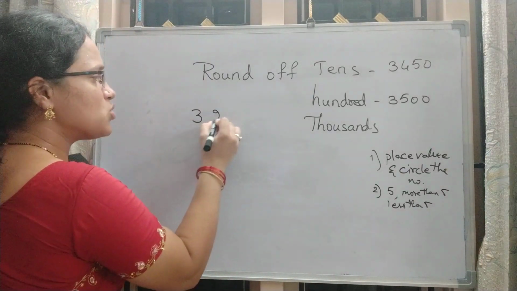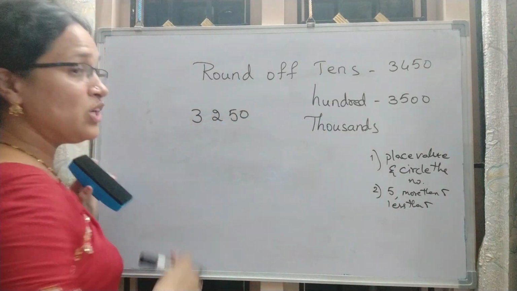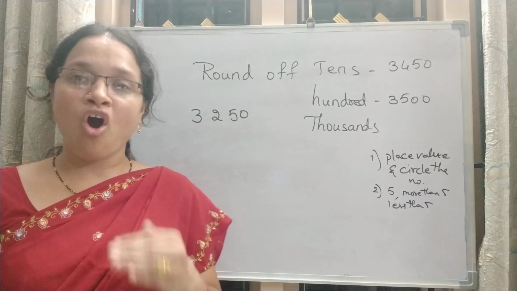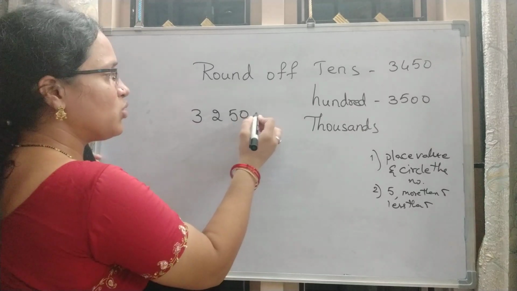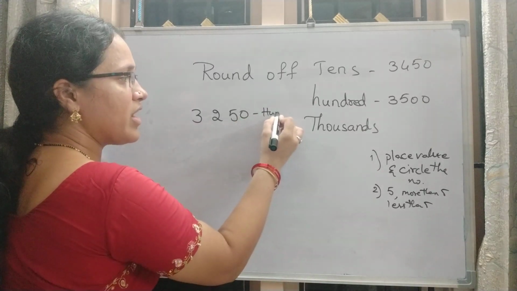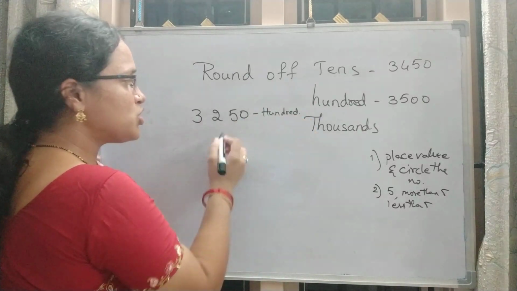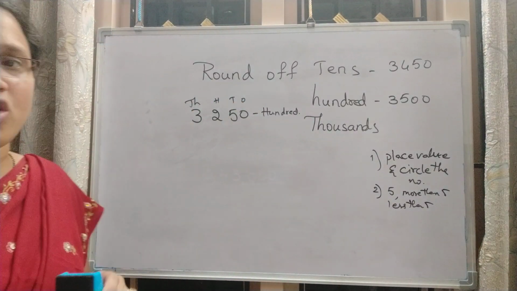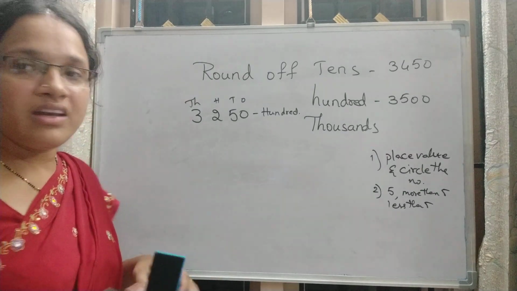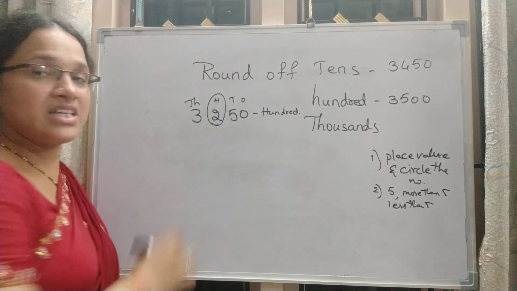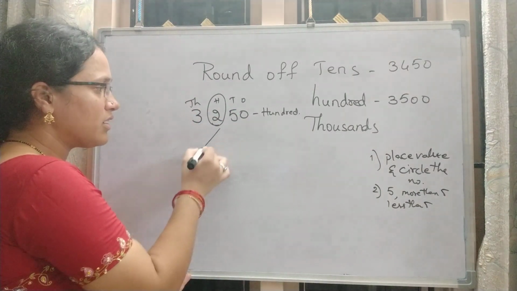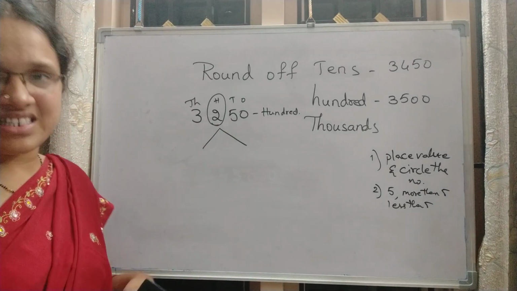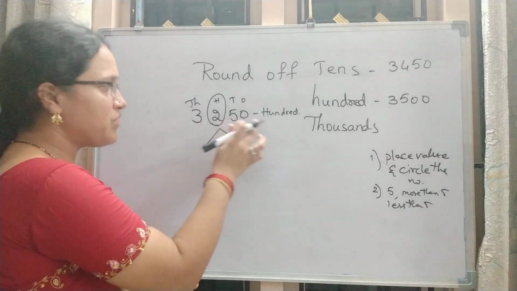See, 3,250. Suppose I need to round off the value of hundreds. So if hundreds need to be rounded off, what you should do, write the place values. This is a common step what you have to do. And then the hundreds place value. Yes or no? That means write down in between which hundreds is this. That means 3,250.